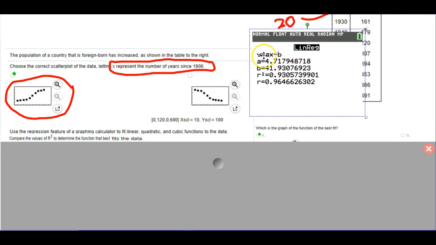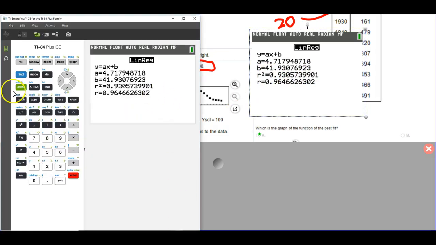So this is saying y equals 4.72x plus 41.93 for the equation. And then your R squared that we'll be comparing in a minute would be right here. Now I'm going to go back to the calculator. I'm going to clear it off.